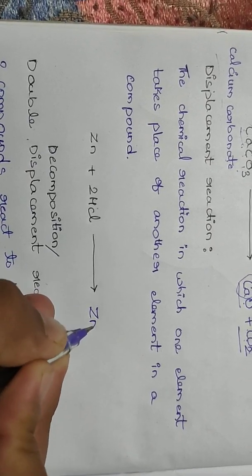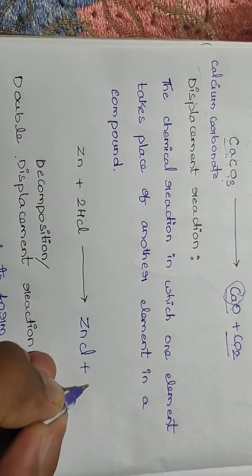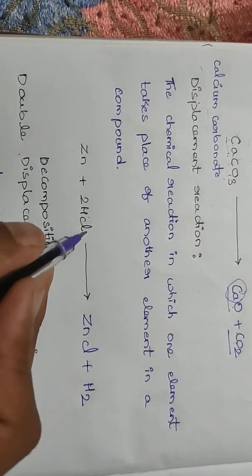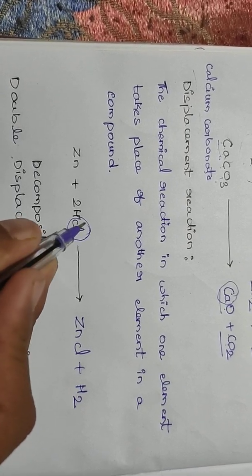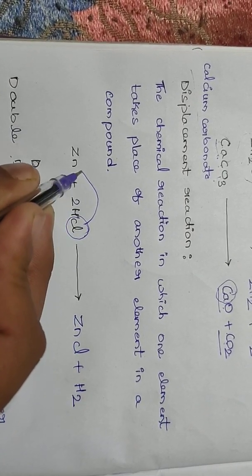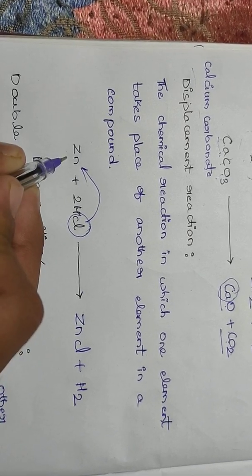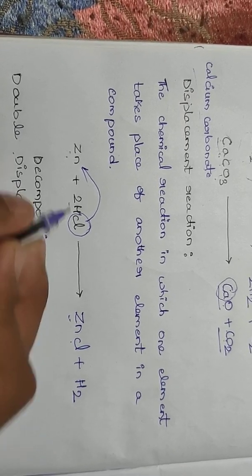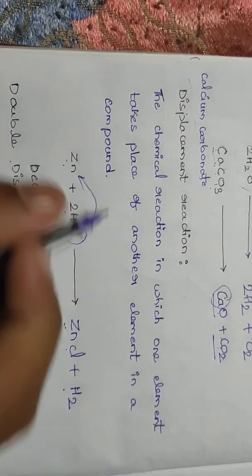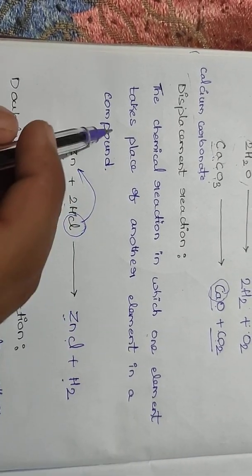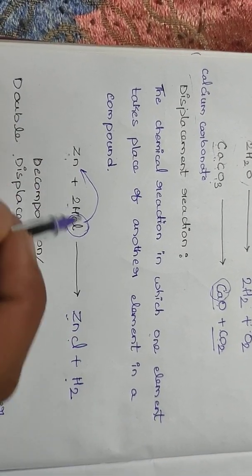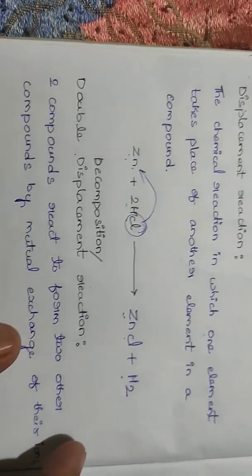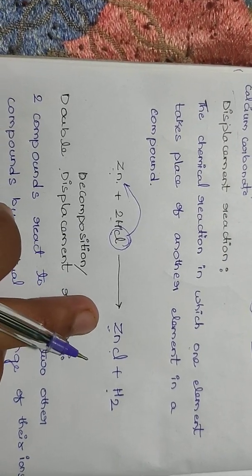ZnCl and H2 will form. From hydrochloric acid, the chlorine is going to the zinc side, it is reacting with zinc, and the hydrogen molecule is over here. So in displacement, one element takes the place of another element. This is nothing but a displacement reaction.